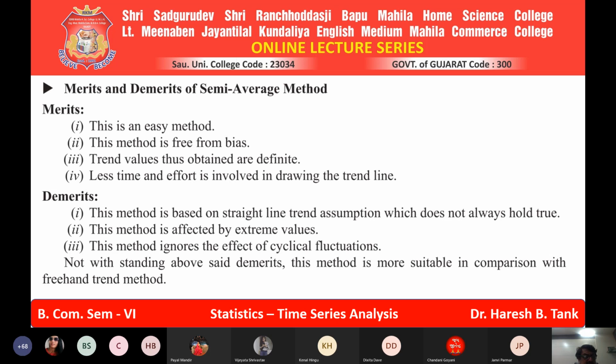Demerits are: this method is based on a straight-line trend assumption, which doesn't always hold true. For a moment, suppose your trend is not linear. At that time, you cannot draw such a line. This method is also affected by extreme values. It also ignores the effect of cyclic variation, as we are fixing 2 points and connecting them, so no cyclic fluctuations are incorporated. So these are the merits and demerits of the semi-average method.